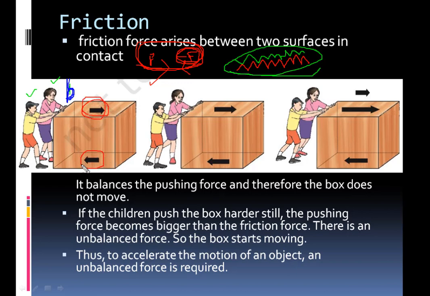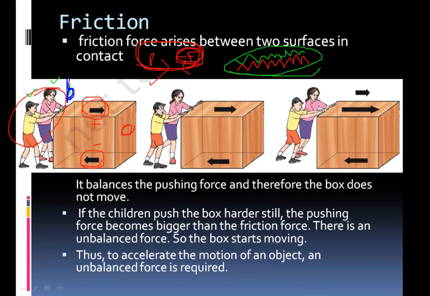This is the friction force. Due to the interlocking pattern, it develops within itself. Now suppose we consider this force positive, then this one will be negative. Plus and minus will cancel each other and the resultant becomes 0. So even after a certain amount of force is applied by these two persons, the box is not moving.